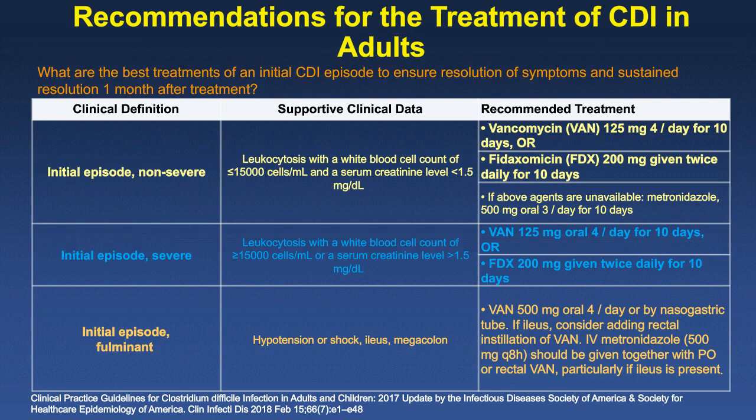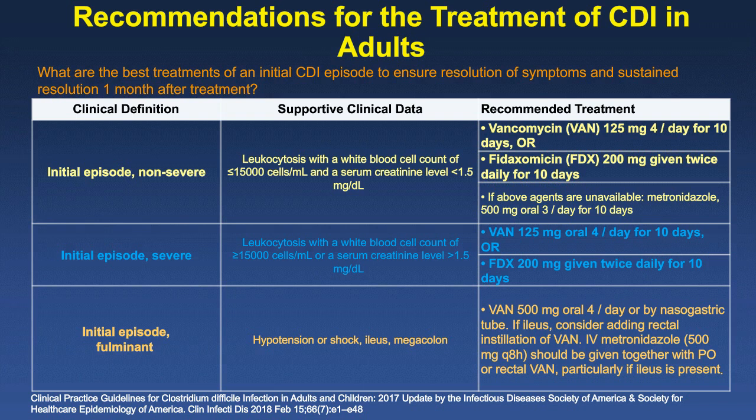And perhaps on the antibiotic side of the business, the largest changes that have occurred are in this table. If one looks at the initial episode for non-severe patients, and it provides some of the supportive clinical data for this intervention in addition to the number of unformed stools, what you see is an obvious change in that the first-line agents now are vancomycin and fidaxomicin, and metronidazole has been relegated to an agent that should only be utilized if the other agents are unavailable.